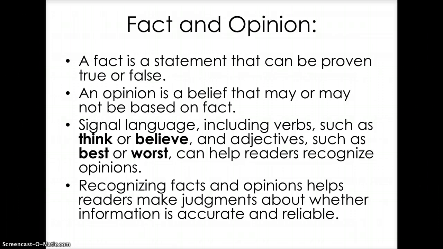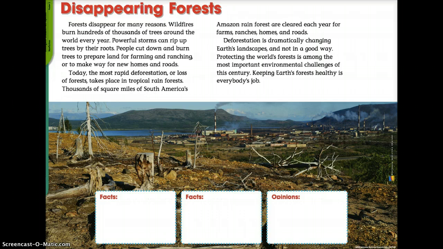So today we are going to read Disappearing Forests. Forests disappear for many reasons. Wildfires burn hundreds of thousands of trees around the world every year. Powerful storms can rip up trees by their roots. People cut down and burn trees to prepare land for farming and ranching, or to make way for new homes and roads. Today, the most rapid deforestation, or loss of forest, takes place in tropical rainforests. Thousands of square miles of South America's Amazon rainforest are cleared each year for farms, ranches, homes, and roads.